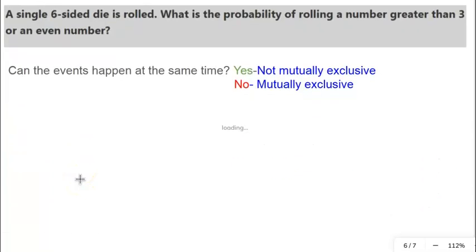All right, let's do another example. You are rolling one six-sided die. So 1, 2, 3. And for some of these, you might be able to list them out, and so you don't have to use a formula. It really depends on the scenario. What is the probability to roll a number bigger than 3 or an even number?